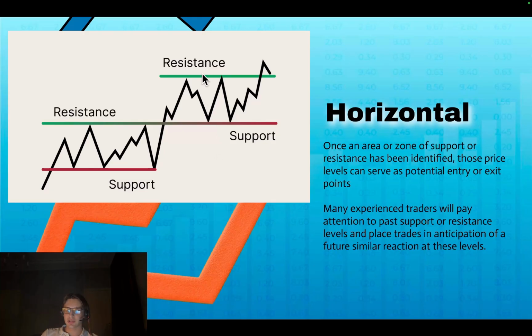This new resistance level can also be identified by looking at past experience. Maybe somewhere in the past there already was this resistance level, and that's what many experienced traders do. They pay close attention to past support or resistance levels and place trades in anticipation of future similar reactions at these levels.